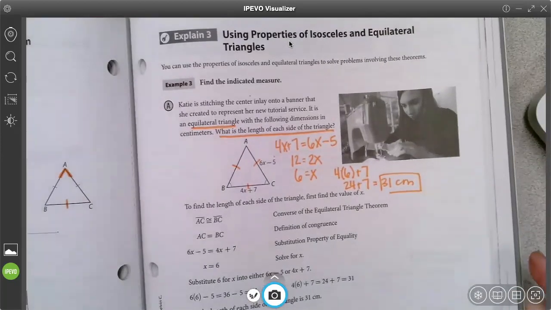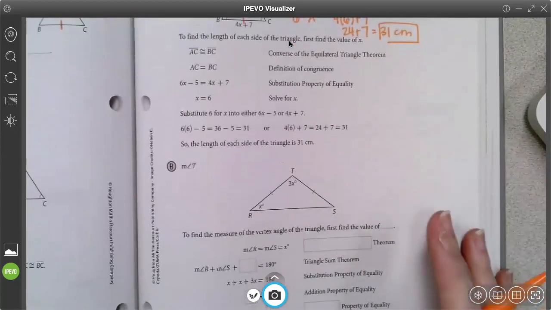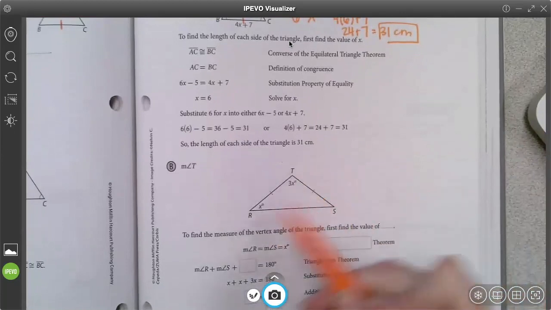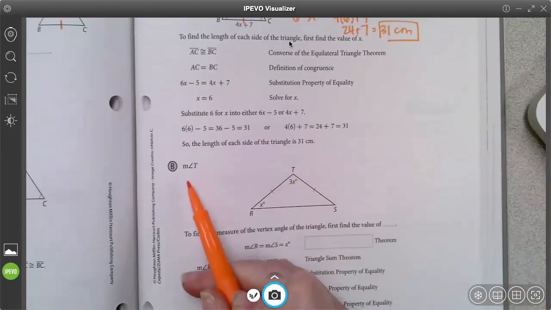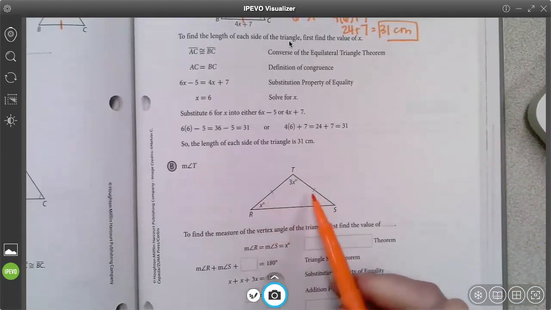Next, we have triangle RST, and we're trying to find the measure of angle T. We don't have any reading here, so we just have to go on the marks. And according to this triangle's markings, it is an isosceles triangle.